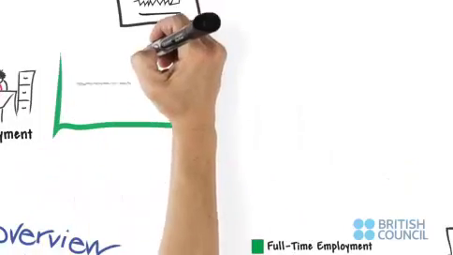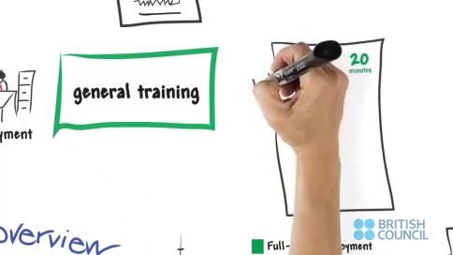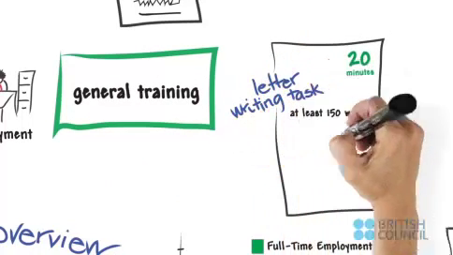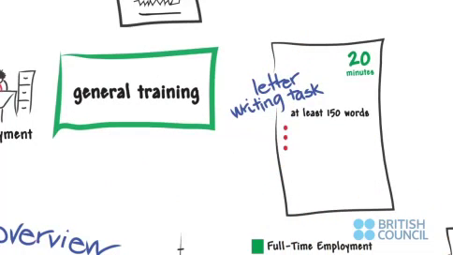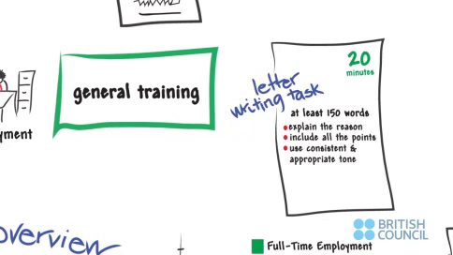In the general training module, there is a letter writing task of at least 150 words. In this task, explain the reason for the letter. Include all the points mentioned in the question, and use a consistent and appropriate tone.